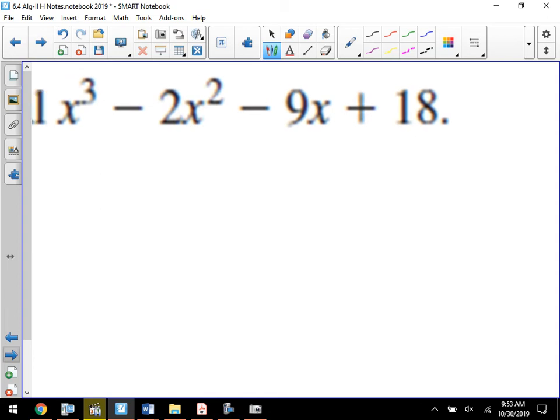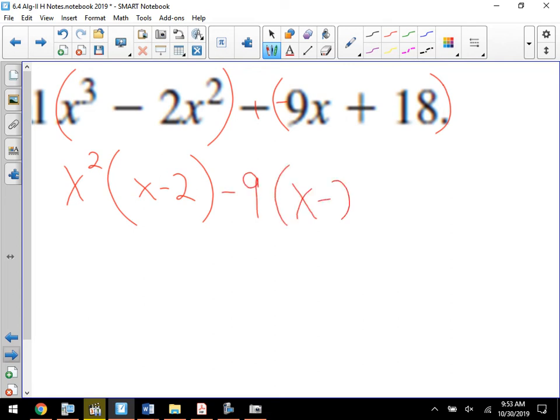You're still doing GCFs. So if I group those two, what does x cubed and a negative 2x squared have in common? X squared. And then I want x minus 2. Okay. My third term in this case is a negative, which means what should I do with it? Yeah, remember how we always say do that so you don't forget about it? So now you have a 9 and an 18. What do those two have in common? They have the 9, and you're right, take out the negative 9 because it's forcing you to do that. And I have x minus 2.